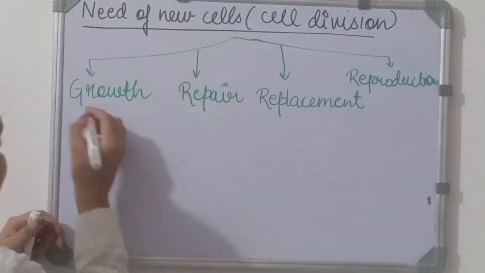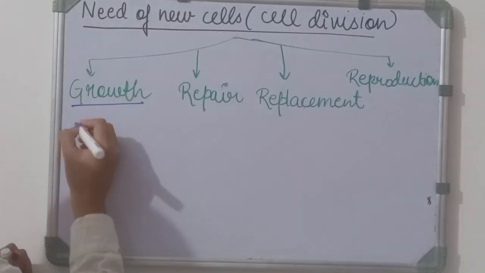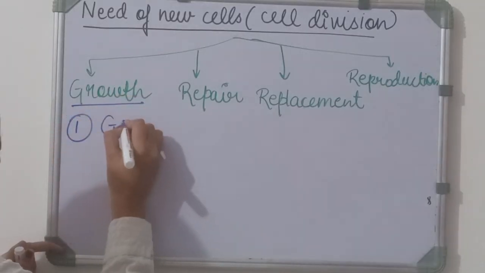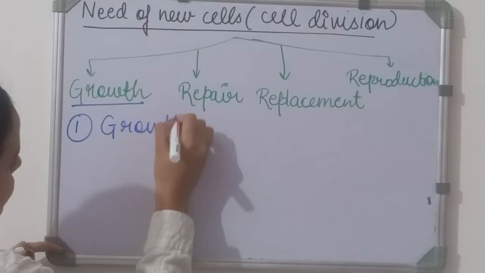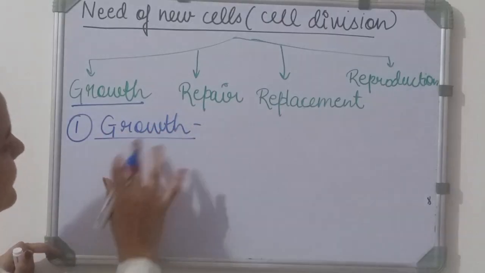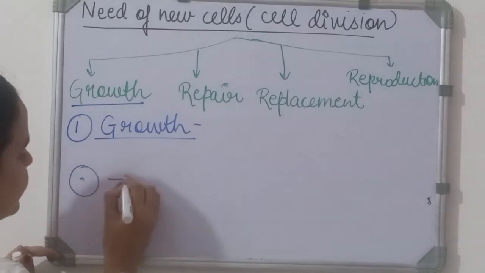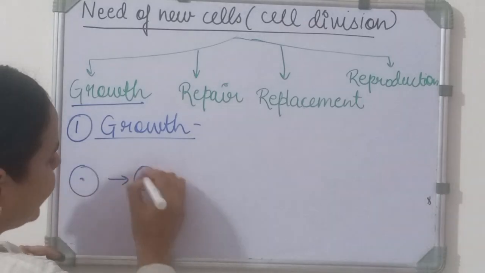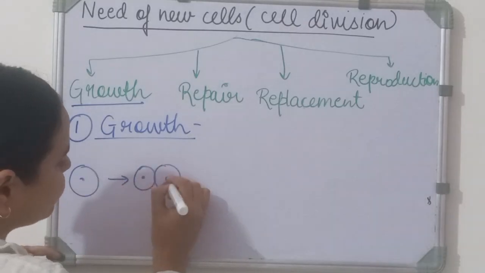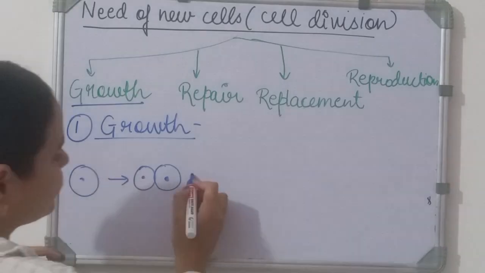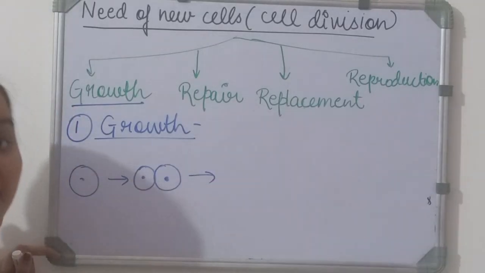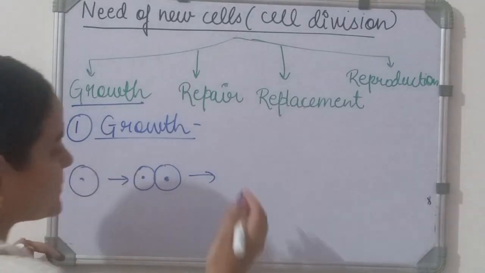So let's talk about growth first. Suppose this is a single cell. This single cell divides and forms 2 new cells. Then these cells again divide and form a cluster of cells.